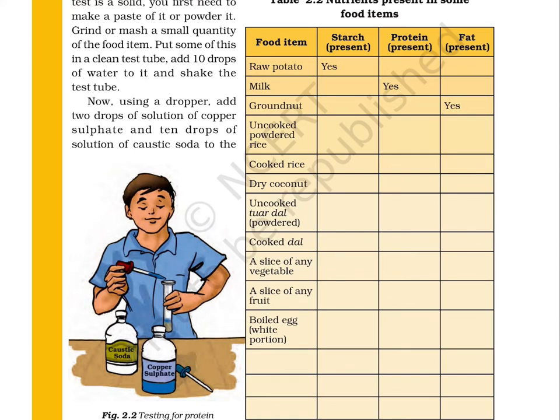The food items are uncooked powdered rice, cooked rice, dry coconut, uncooked tur dal powdered, cooked dal, a slice of any vegetable, a slice of any fruit, boiled egg white portion. Page 11. Test for fats.